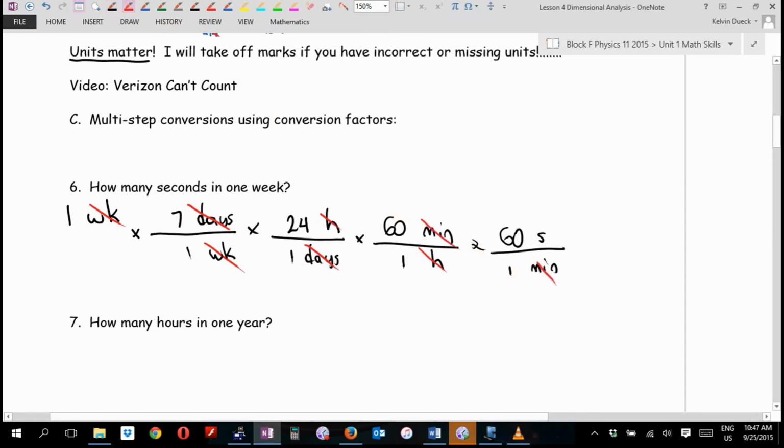So I guess I'm going to go 1 times 7 times 24 times 60 times 60 divided by 1, divided by 1, divided by 1, divided by 1. Am I going to bother doing the divided by 1s on my calculator? No. Hey, how many seconds in a week? 604,800?